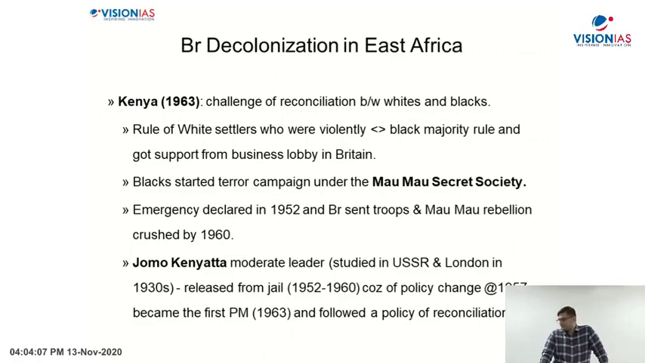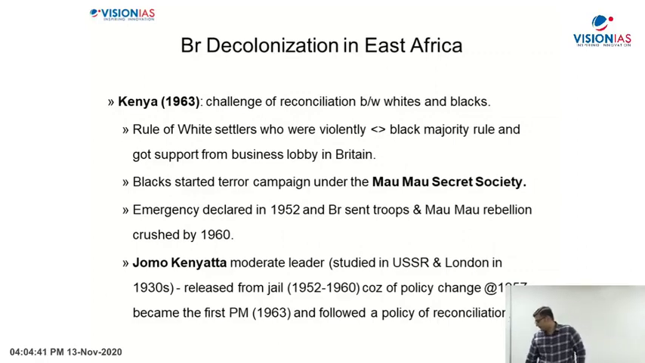तो यहां पे क्या किया, देखो वही चीज है. Blacks, they are starting terror campaign under Mau Mau secret society. Emergency is declared. Britishers, they first suppress the communist rebellion and after that they transfer power to a moderate. Moderate who will not be part of communist camp. So therefore Jomo Kenyatta, moderate leader, western educated, studied in USSR as well as London, released from jail and then became the first prime minister and followed a policy of reconciliation.